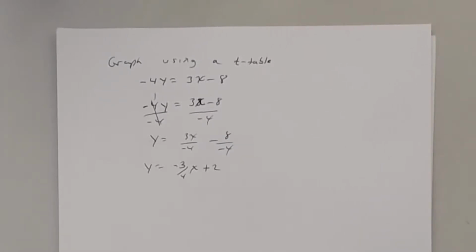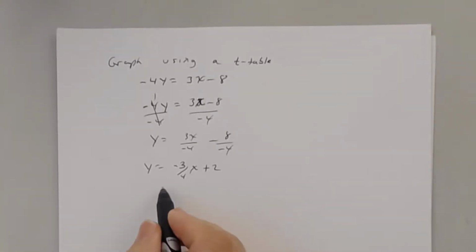So what we did was, whenever possible, get y by itself. If you're using a t-table, get y by itself. Now, we also talked about the fact that if the coefficient of the variable x, when you get y by itself, is a fraction, you want to be strategic with the x values. Since I have this fraction, what x values do you want to use? Use numbers that are divisible by the denominator. What's my denominator? 4. So what numbers are divisible by 4? 0, 4, negative 4, 8, negative 8, 12, negative 12, and so on.